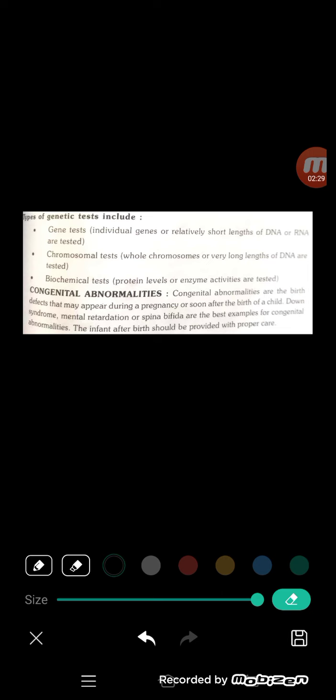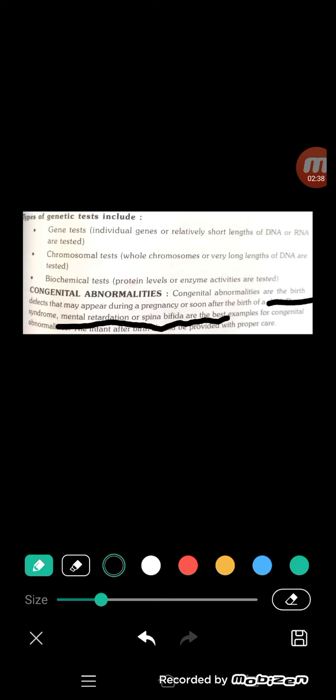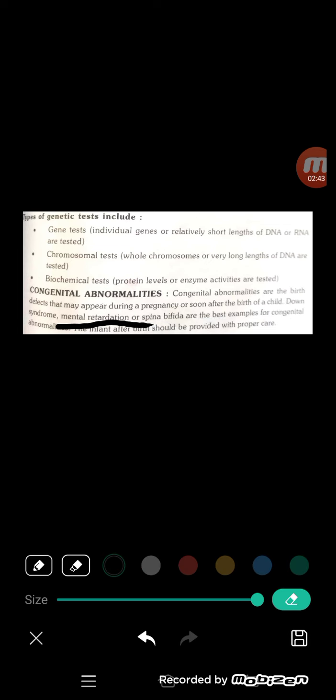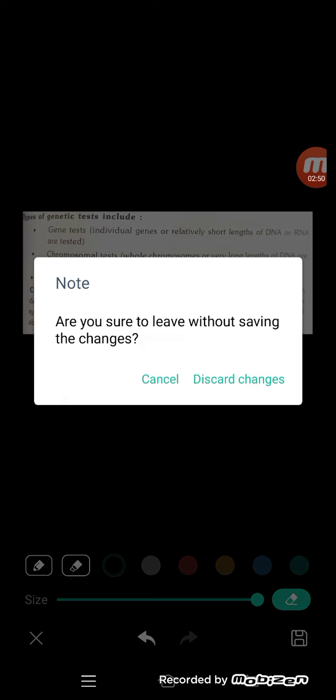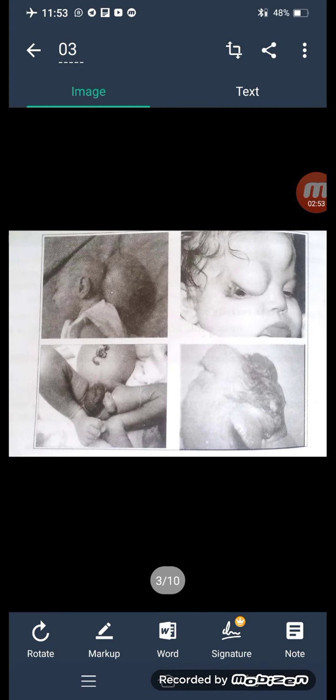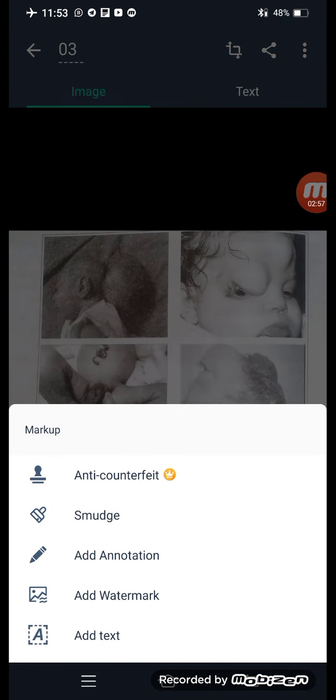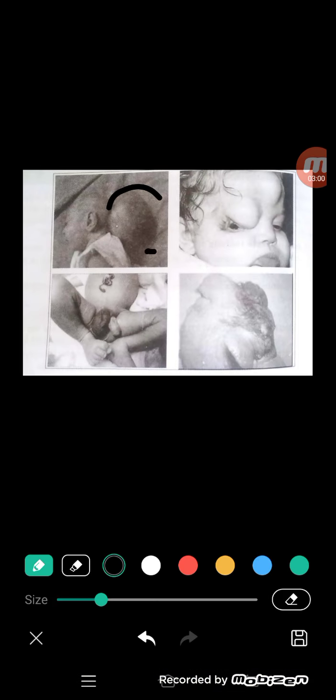Like Down syndrome and mental retardation. We have already discussed these. What is Down syndrome, mental retardation, spina bifida, and so on. These are all identified during the pregnancy or after the birth of the baby. This is about congenital abnormalities. Like these in the structure, these are all congenital abnormalities, like this one, extra head and forehead.